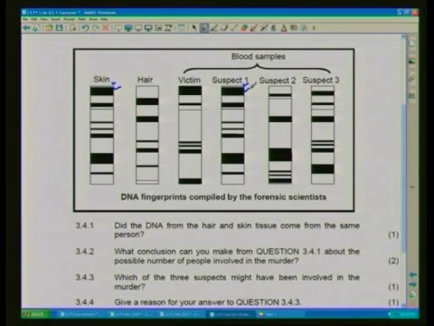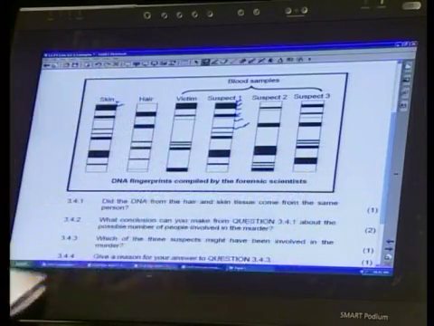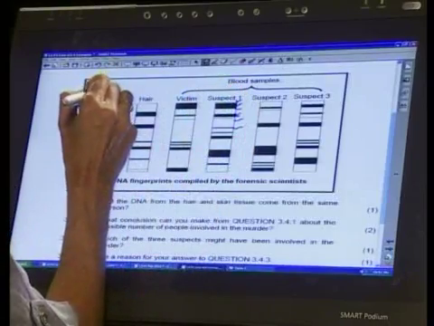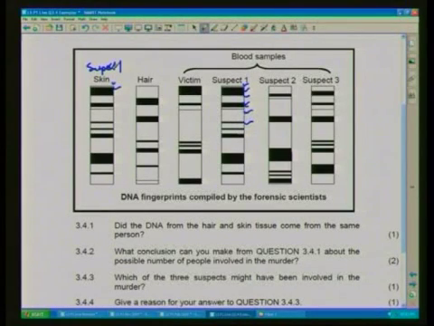Now let's go with the skin though. So we're matching the skin up. There's our second marker, our third marker, our fourth marker, our fifth marker, and oh boy, it just keeps getting better. So just at a glance, this skin that was under her fingernails belongs to suspect 1. So already suspect 1 sits here. This pen is so hard to write with. You're going to have to bear with me here. Okay? Then we have a look.